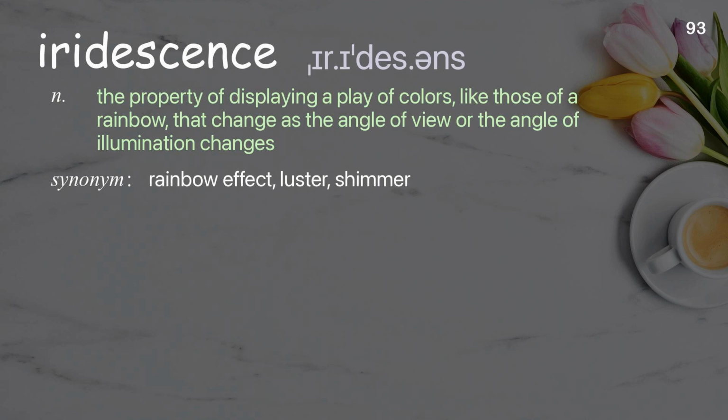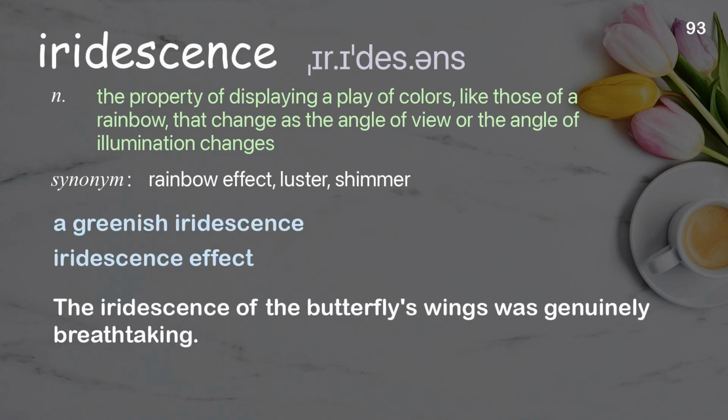Iridescence: the property of displaying a play of colors, like those of a rainbow, that change as the angle of view or the angle of illumination changes. Examples: a greenish iridescence. Iridescence effect. The iridescence of the butterfly's wings was genuinely breathtaking.